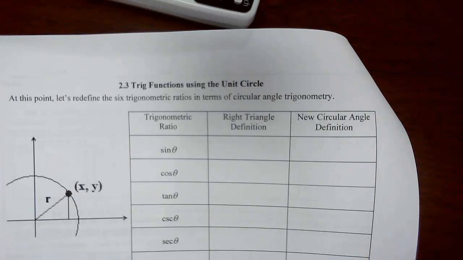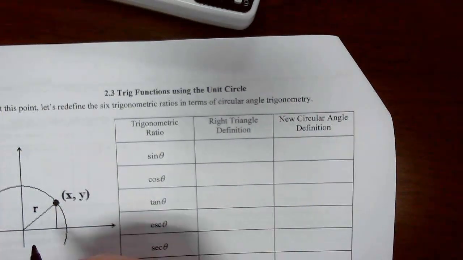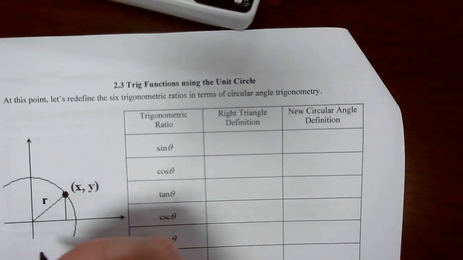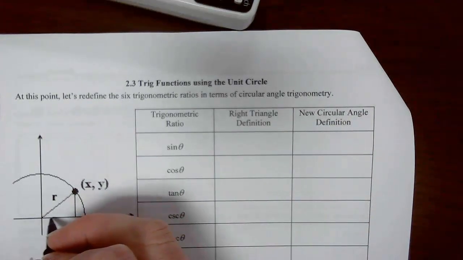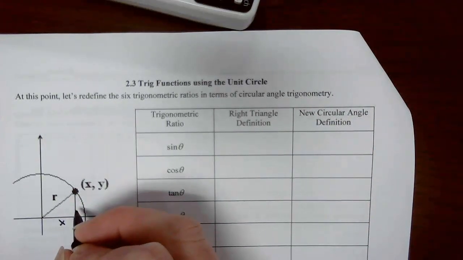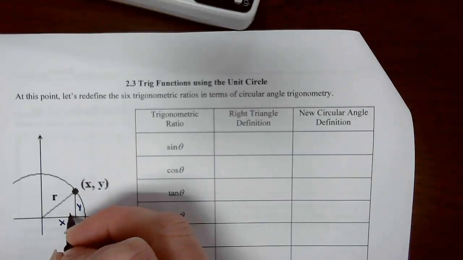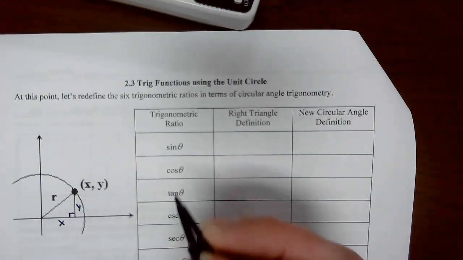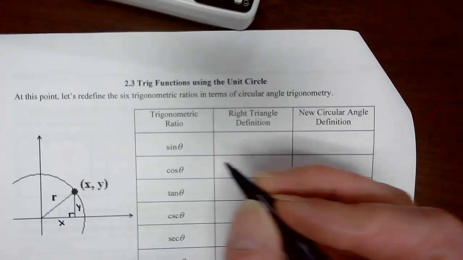Today we're continuing our dive into the unit circle. Now, I want to remind us of some things. So when we're talking about circular trigonometry, this is our x value, this is our y value, and if I think about this as a right triangle, I can remember some of the right triangle definitions.